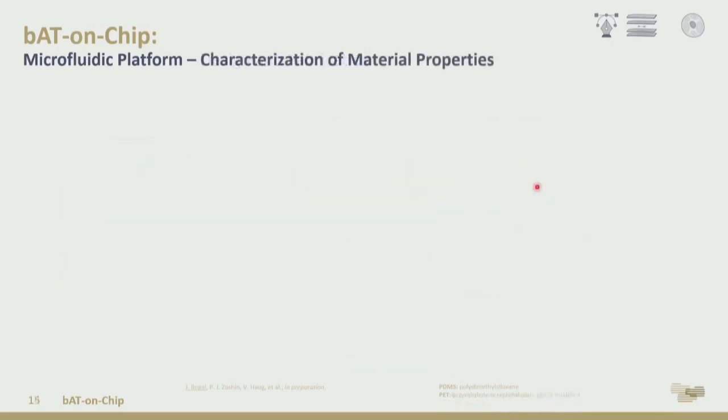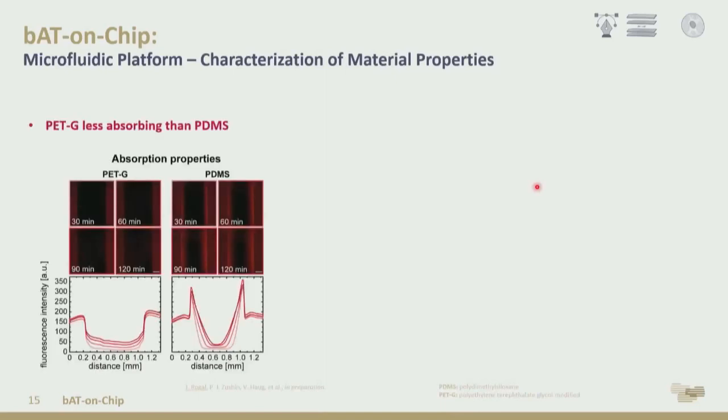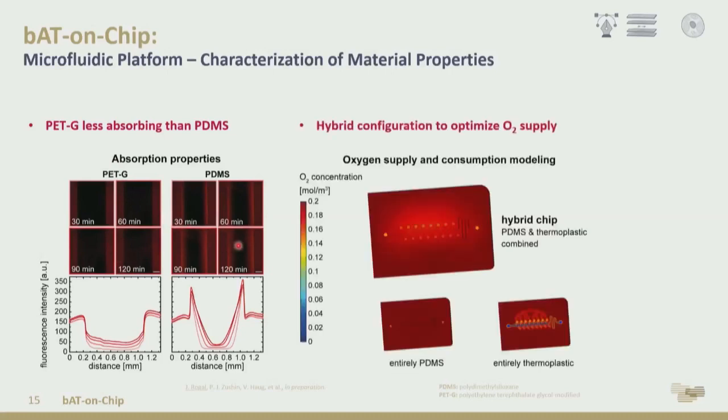We characterized the material properties of this new platform a little bit, and we could indeed confirm that the thermoplastic is less absorbing of a small fluorescent hydrophobic molecule than the PDMS version. But at the same time, fabricating the entire chip from the thermoplastic would not be favorable, which can be seen when comparing simulations of oxygen availability on chip for the version made entirely from thermoplastic versus this hybrid version. Now let's have a look at how this hybrid version performs as a stage for beige adipogenesis.